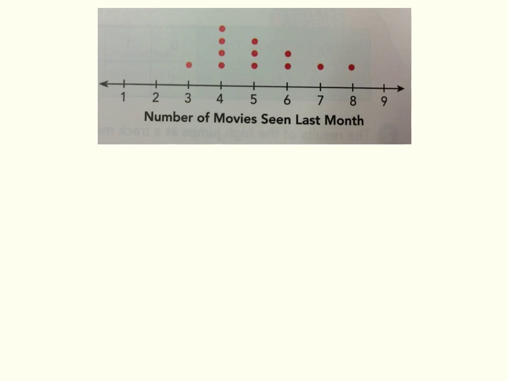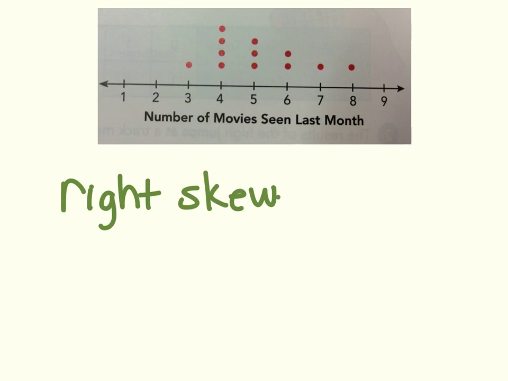This dot plot describes the number of movies that 12 students saw last month. We're going to briefly describe the number of movies seen by the students. So first of all, let's take a look at this. We've got 1 dot for each student. This plot has a tail that goes to the right. So we would describe this as a right skewed dot plot.